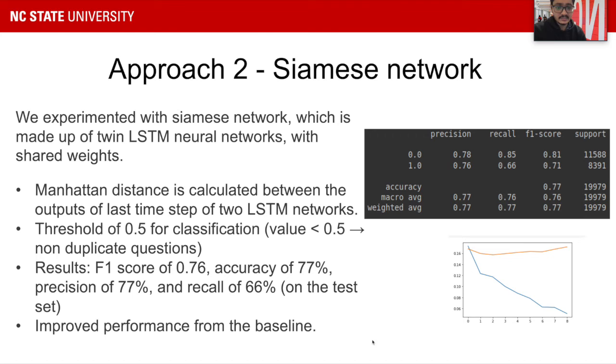Coming to the results, we can see that the accuracy was 77% and the macro average F1 score came out to be 0.76. We can also see from the training curve that validation loss was not decreasing, which means that the model was not able to generalize well on the unseen dataset. But the accuracy and F1 score definitely improved on the baseline model.